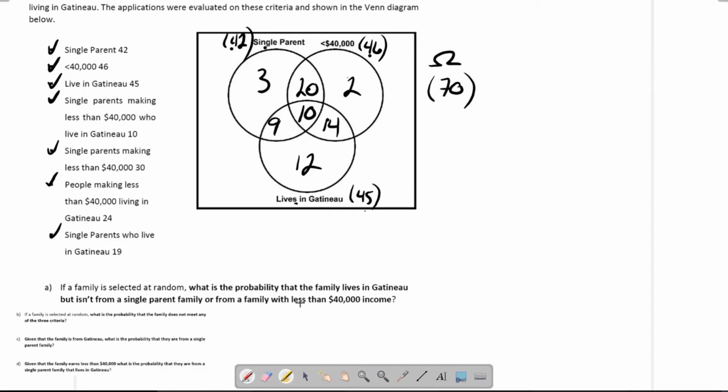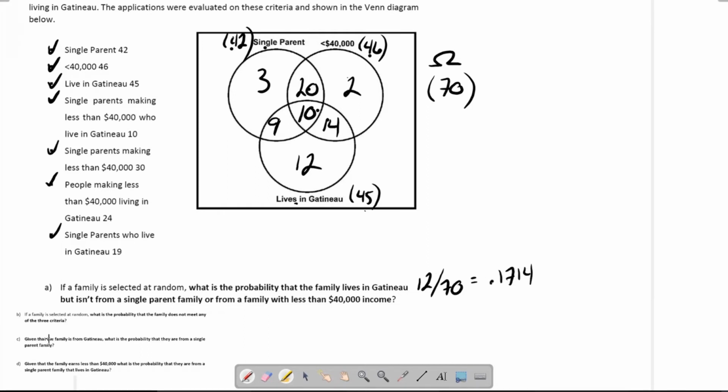It says if a family is selected at random, what is the probability that the family lives in Gatineau, but isn't from a single family parent or from a family with less than $40,000 in income? So they're basically saying they've got to be in Gatineau, but they can't be a single parent and they can't make less than 40,000. So we're left with just the 12. So we've got 12 out of 70, which if you wanted in decimals is 0.1714.